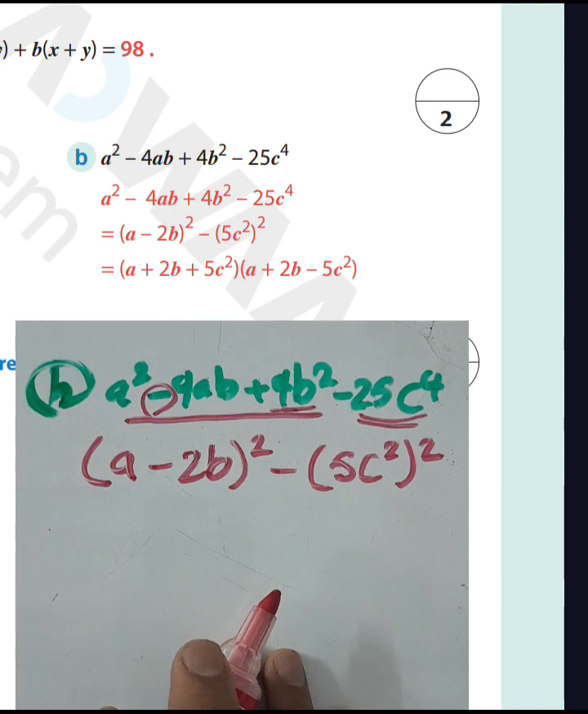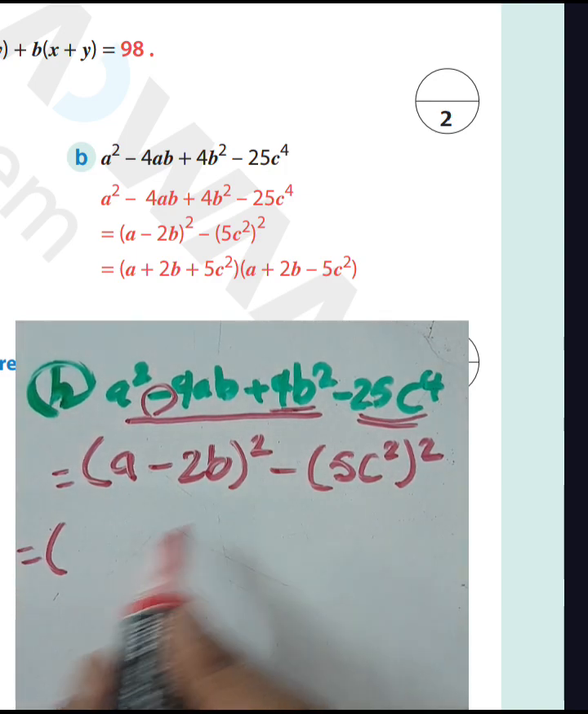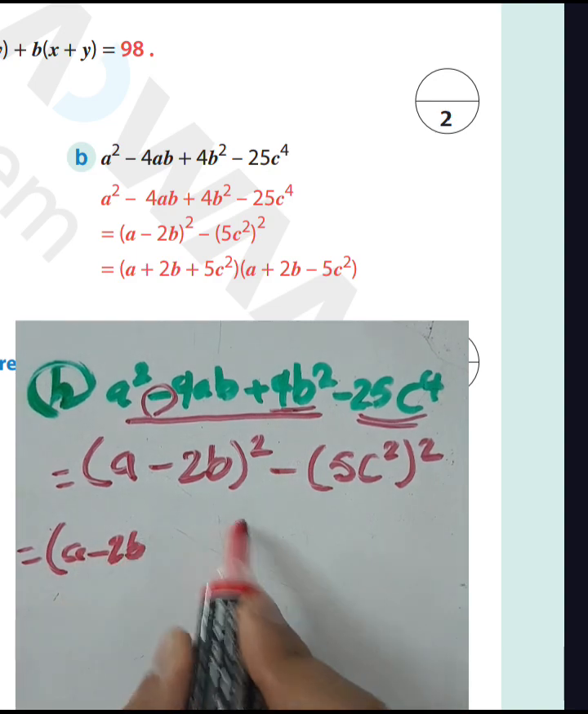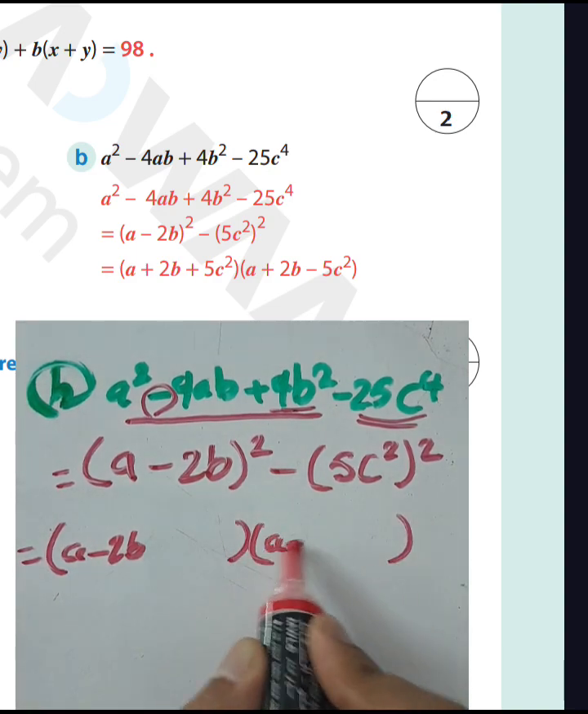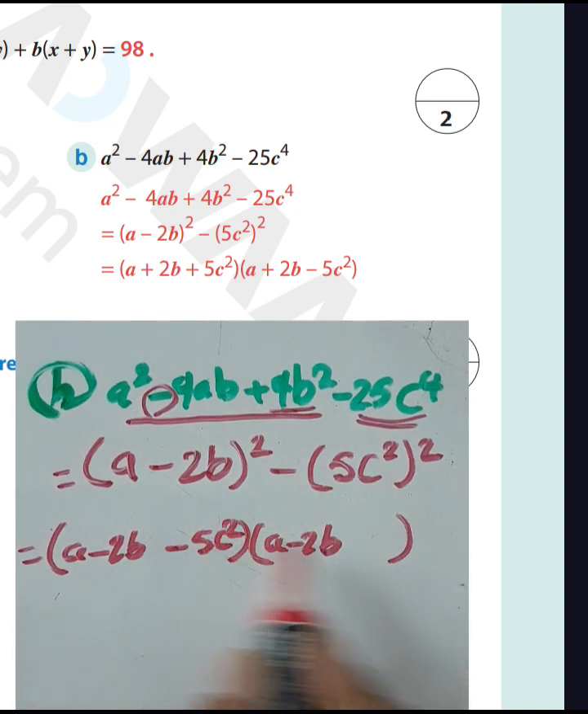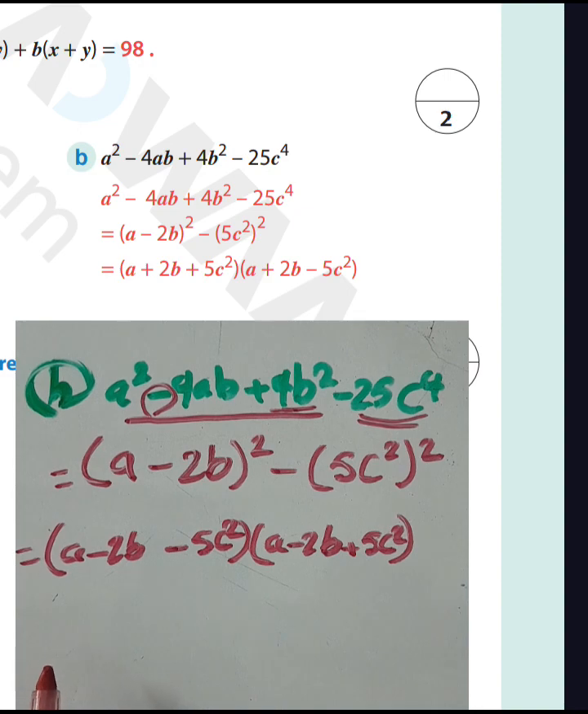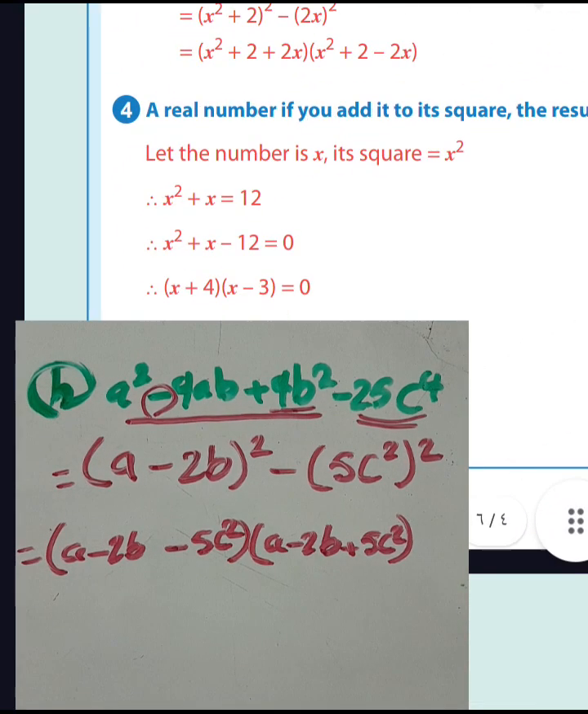And then you can factorize: repeating a subtract 2b here, again a subtract 2b, and write negative 5c power 2, and there positive 5c power 2. Okay, that is factorizing this expression.